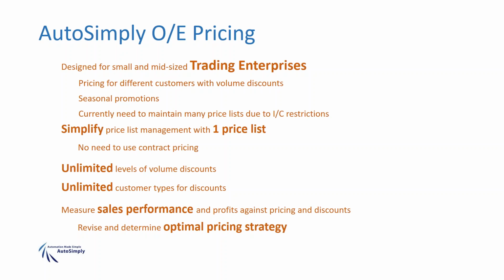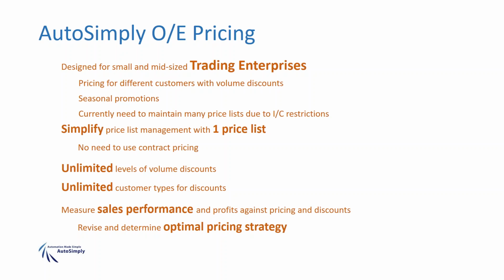And what happens right now is, because of limitations in inventory control, which is limitations in setting up the number of levels of volume discounts, and also limitations on customer types for discounts, they might have many different price lists set up in IC. You actually break through the different limitations of IC right now.